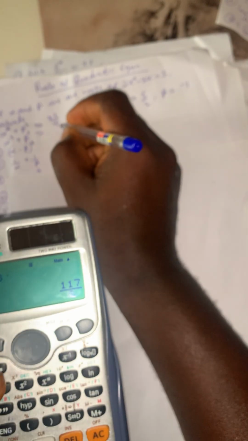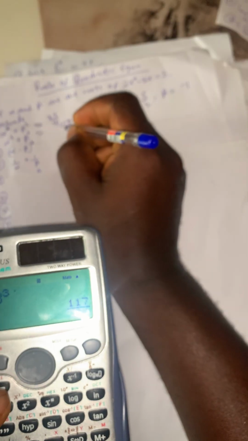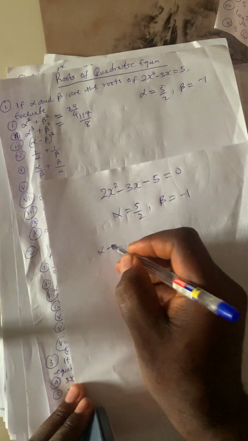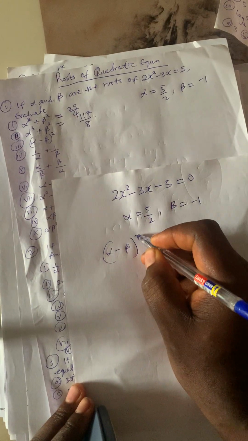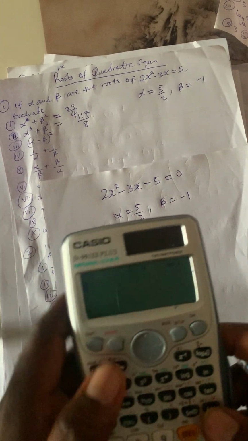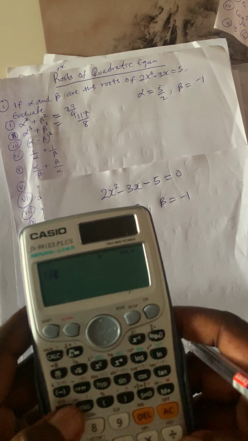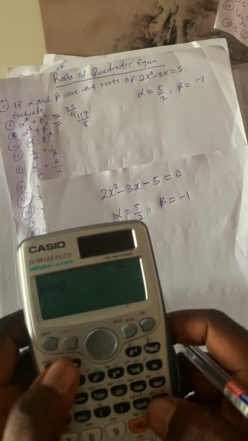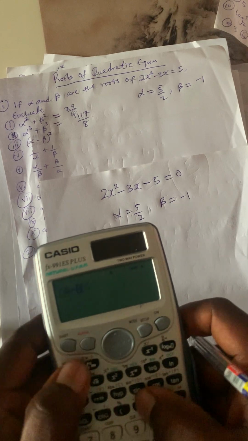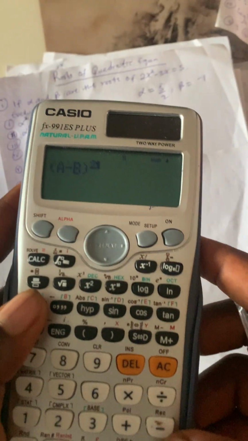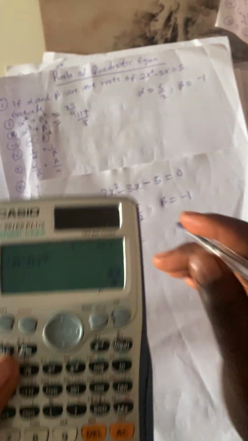Immediately you get the answer. 117 over 8. So the third question now says we should find alpha minus beta all squared. You have to press it the way it is: open bracket, alpha minus beta, you close, all squared. You press equal to, and immediately you get 49 over 4.